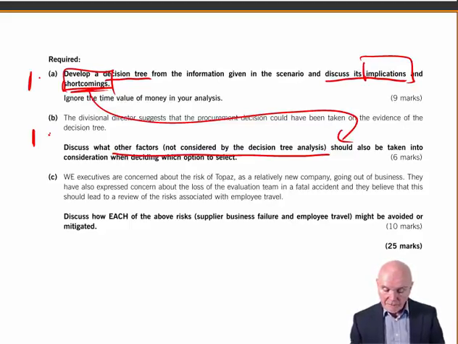And then we have a slightly unpleasant part of the question. We've had this dreadful air accident. How could we try to reduce the risk for the supplier business failure and employee travel? Okay. Anyway, we'll start looking at our decision tree.